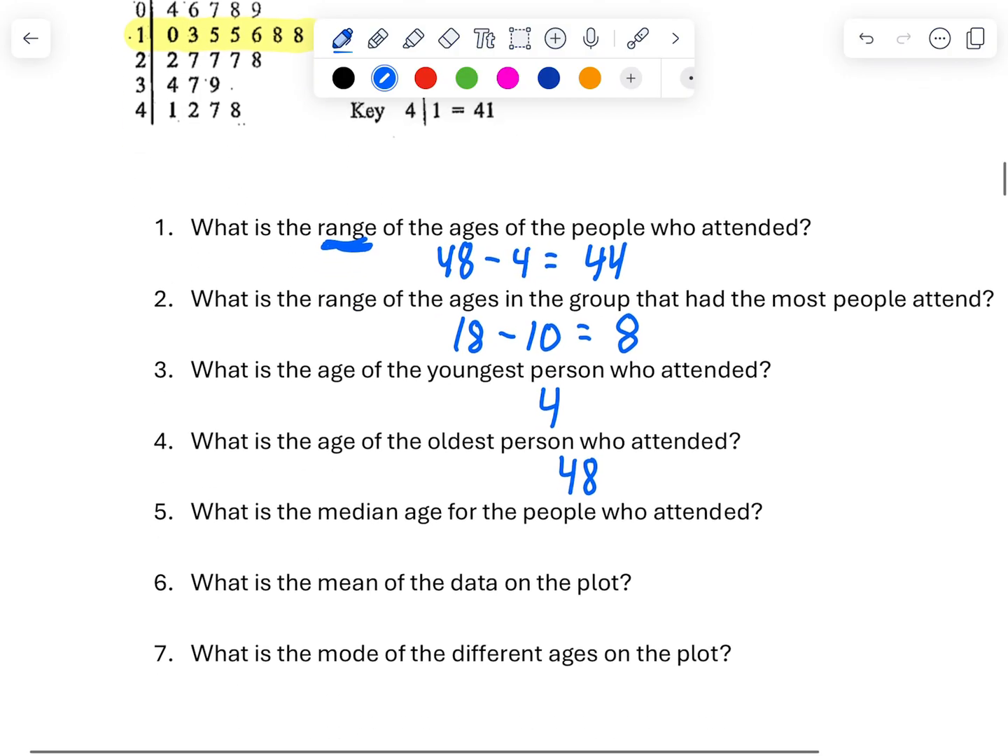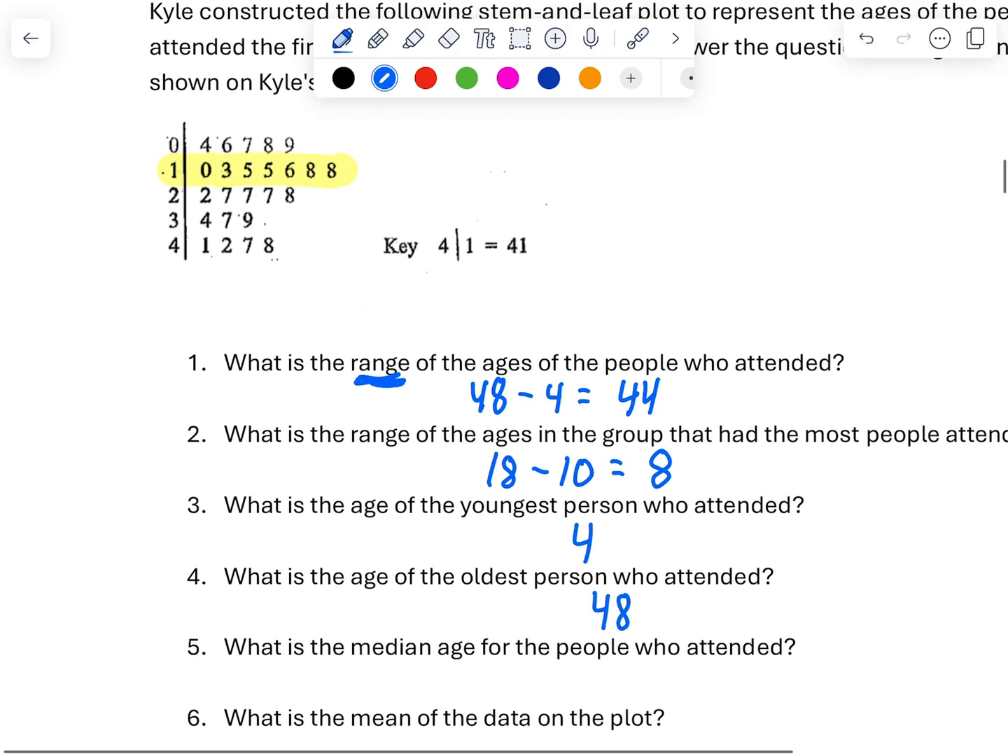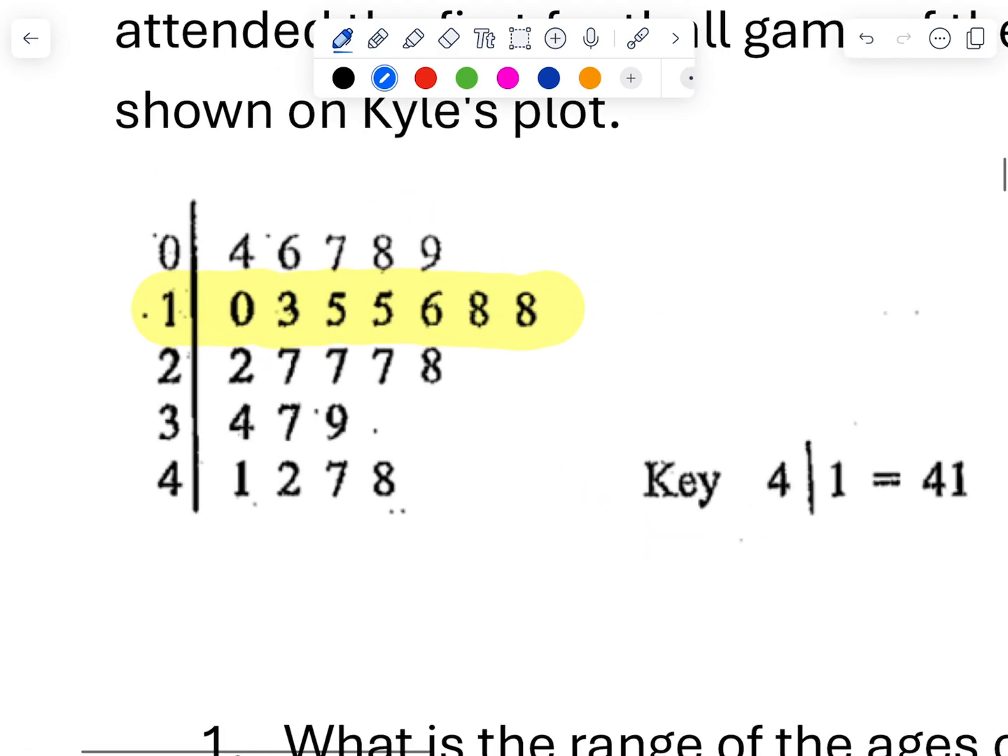What is the median age for the people who attended? So for median, not hard, but you just have to be careful, especially with the stem and leaf plots. So you could do one of two ways. You could list all of these numbers in a straight line and then find the middle number. Or you could just check them off as they go to find the middle number. So I like checking them off as they go along, and here's what I mean by that.